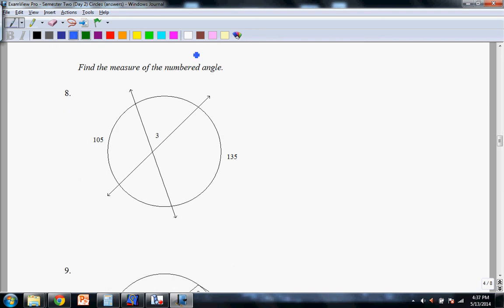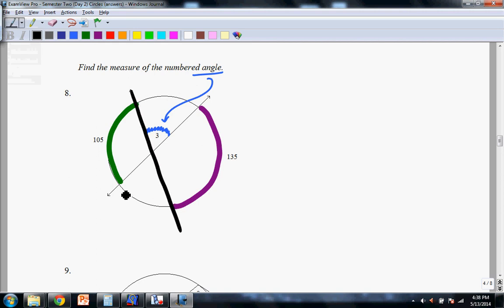Okay, number 8 says find the measure of the numbered angle. The numbered angle is right there, 3. And we're given 2 arcs. One arc here, and 1 arc here. Now before we do anything else, we have to ask ourselves what kind of angle is going on here. If you look carefully, this is a chord.